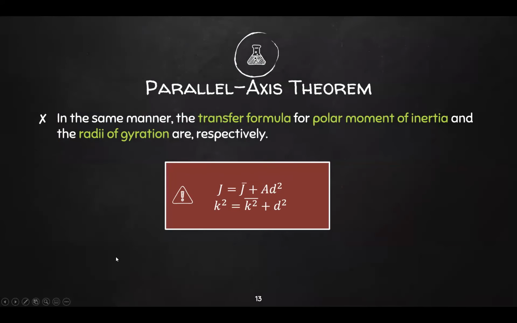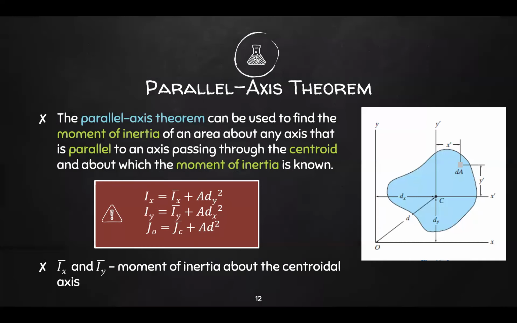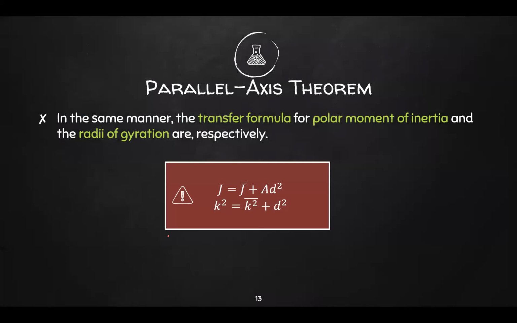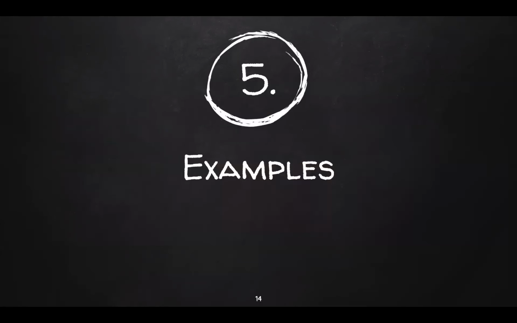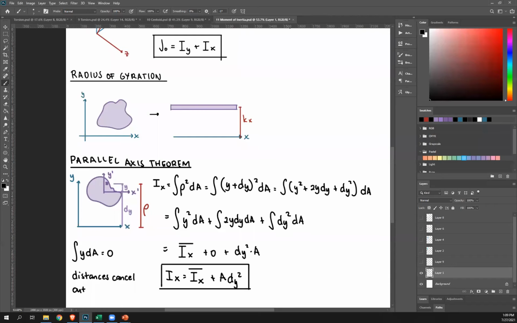So in the same manner, the transfer formula for polar moment of inertia and radii of gyration are respectively: J is J bar plus A d squared, similar to J sub O equals J sub C plus A d squared. And then k squared is k bar squared plus d squared. Okay? So those are the concepts.